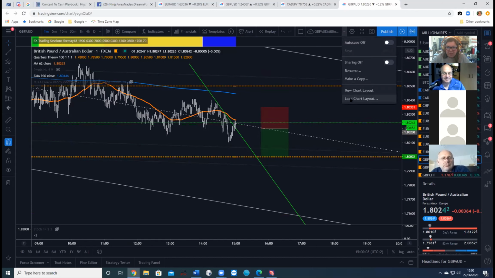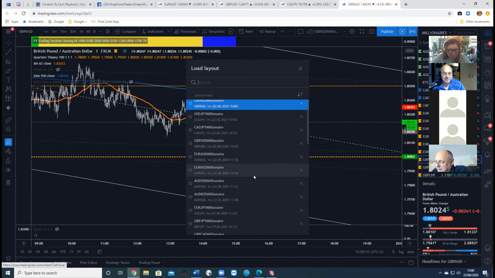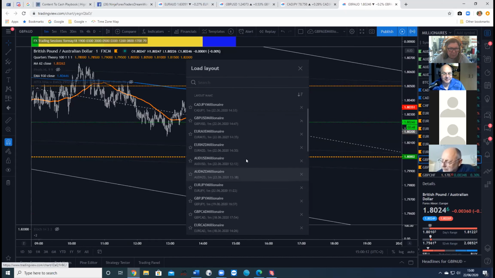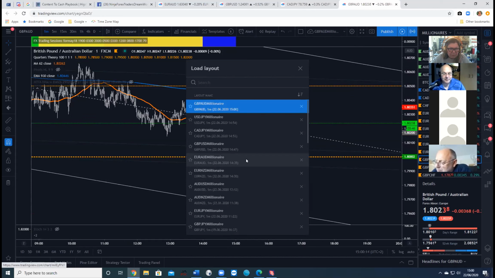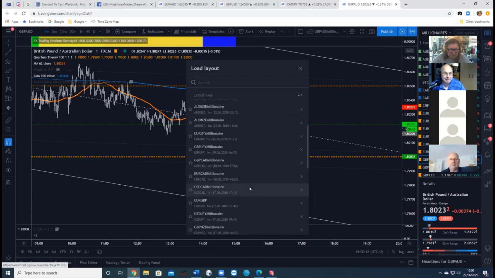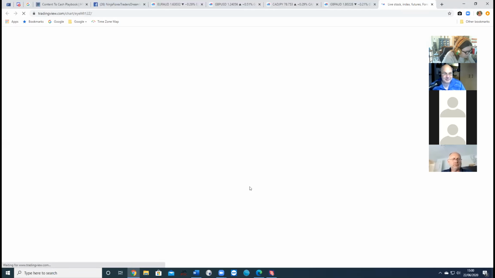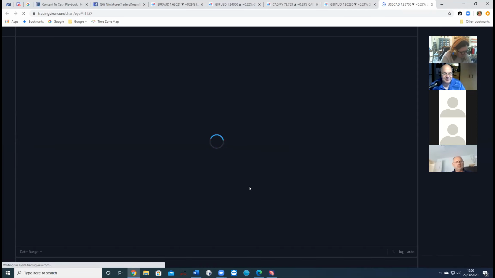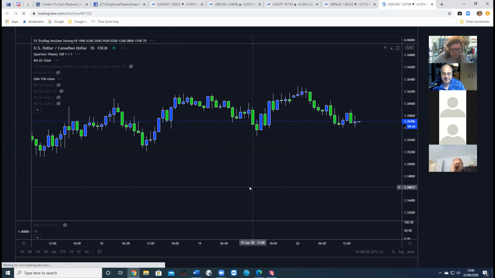Let's have a look at what's happening on UCAD then. That was another new scan, wasn't it? Did I draw that one this morning? Yes, a new hourly one with the D point on the 22nd.